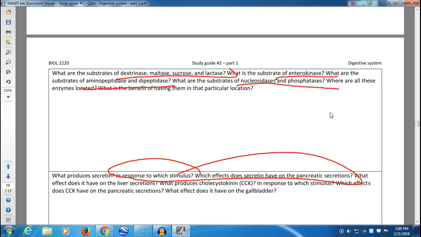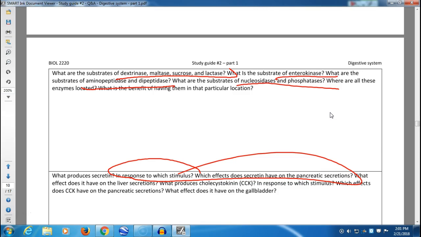What is the stimulus? Something in the chyme. For secretin, huh? Acid. So acid is the stimulus, and it stimulates the production of bicarbonate. What effect does secretin have on liver? Bile production. Not so much, but to some extent.